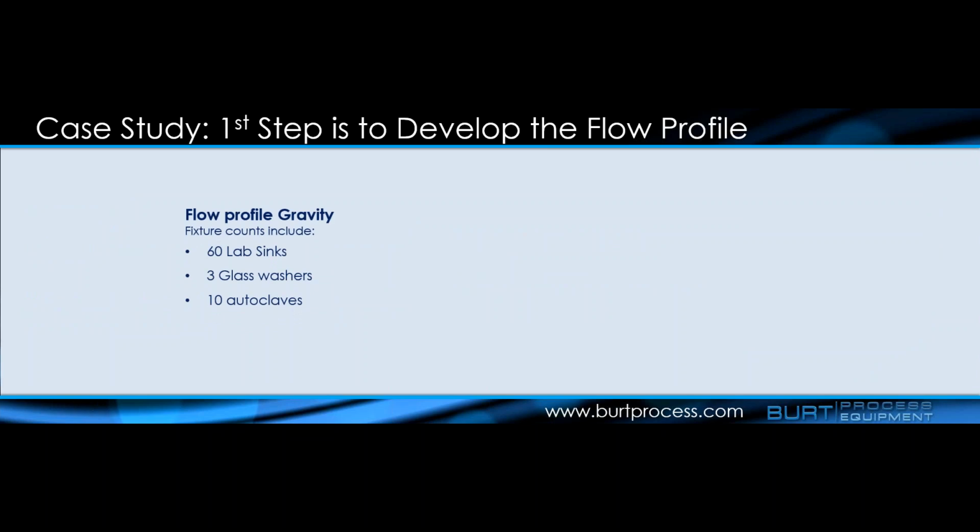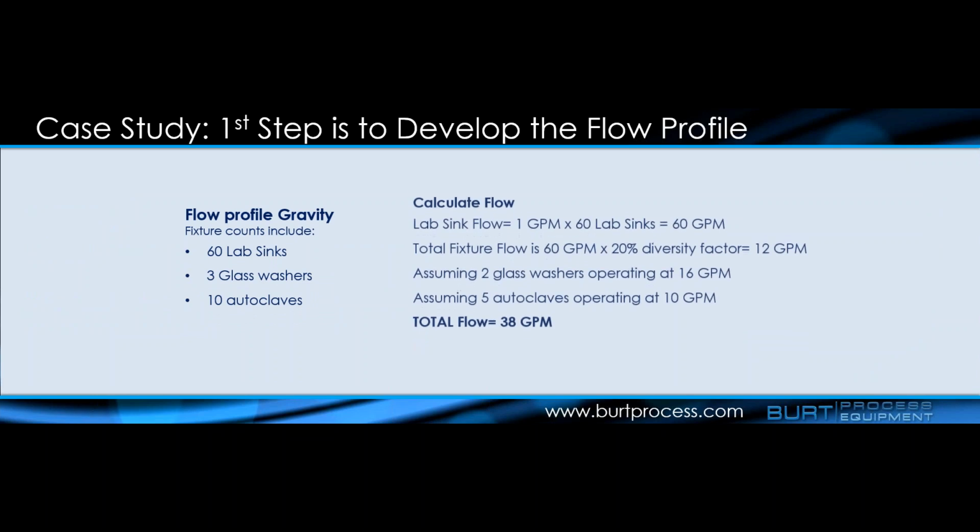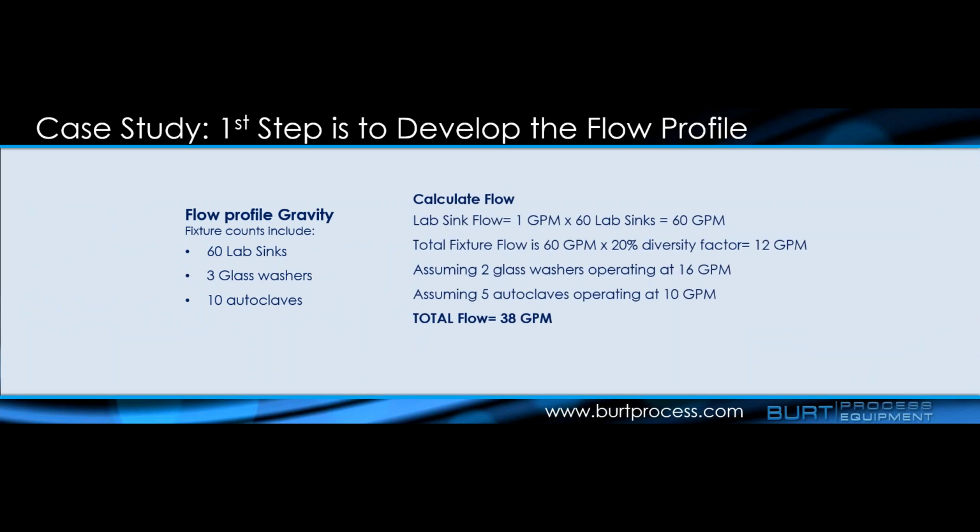So for the gravity flow, you have 60 sinks, 3 glass washers, and 10 autoclaves. This one we can take the diversity. So we look at this. We have 60 GPM from our sinks, 60 lab sinks times 1 GPM. Our fixture flow, 60 GPM times a 20% diversity is 12 GPM. Again, assuming a reduction in cage washers, 16, 5 autoclaves, 10, we have a total flow of 38 GPM.